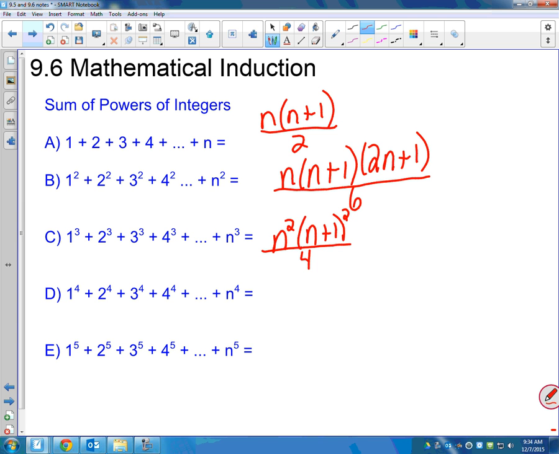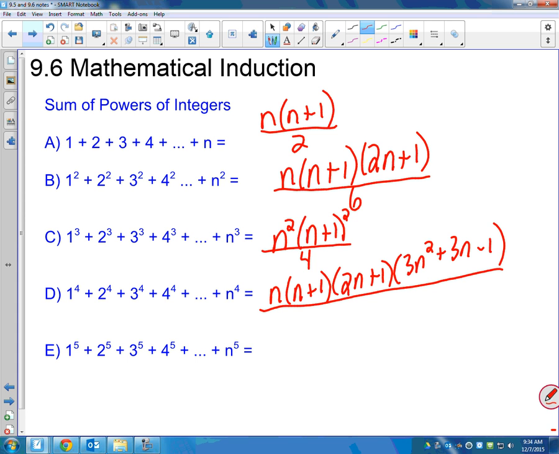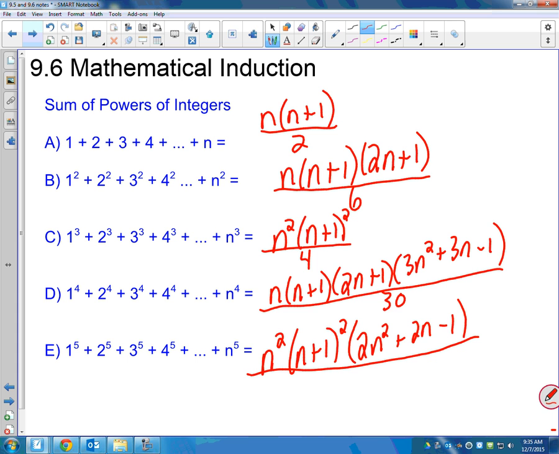So the 4th power, we're going to take n times n plus 1 times 2n plus 1 times 3n squared plus 3n minus 1, all over. And the last one is n squared times n plus 1 squared times 2n squared plus 2n minus 1, all over.